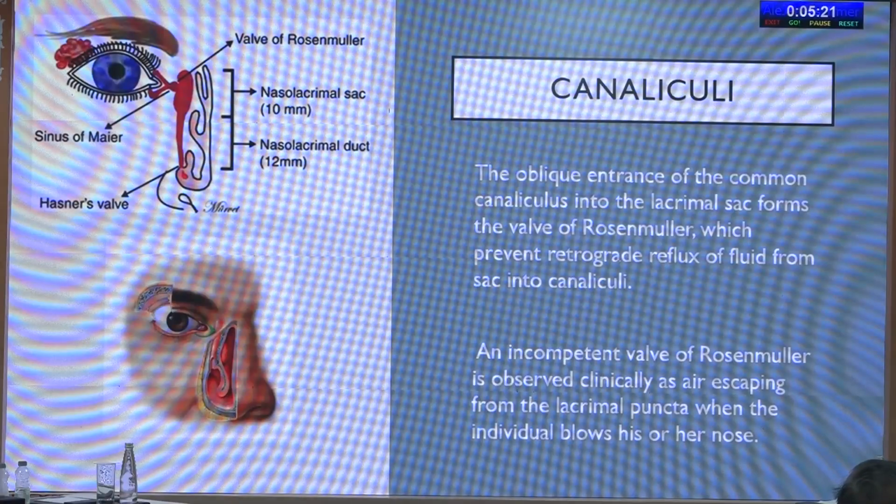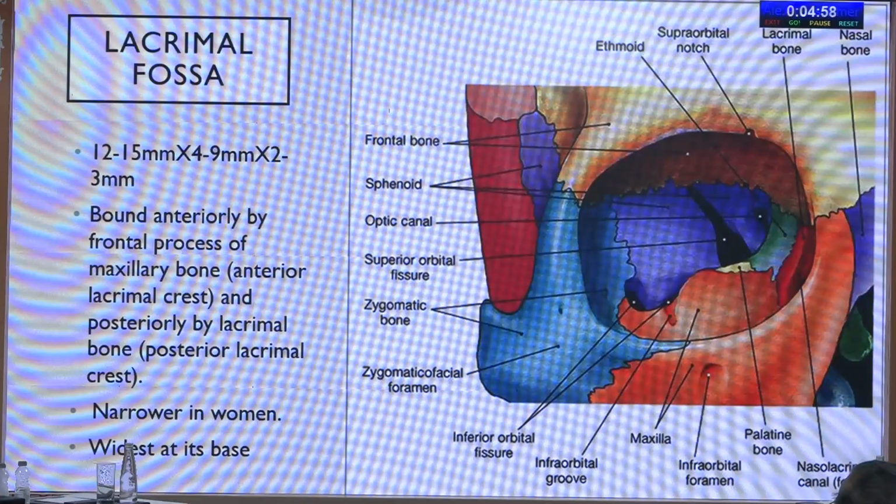Next, the canaliculus. Here also, I don't have a pointer to show, but you have the valve of Rosenmuller. You can see it is at the junction of the sac and the common canaliculus. It does not have much clinical significance, but sometimes a patient might come to you and tell you, doc, I can feel some gushes of air coming out from the punctum when I blow my nose. So this is important to remember. And the most important part is this area of the lacrimal fossa.